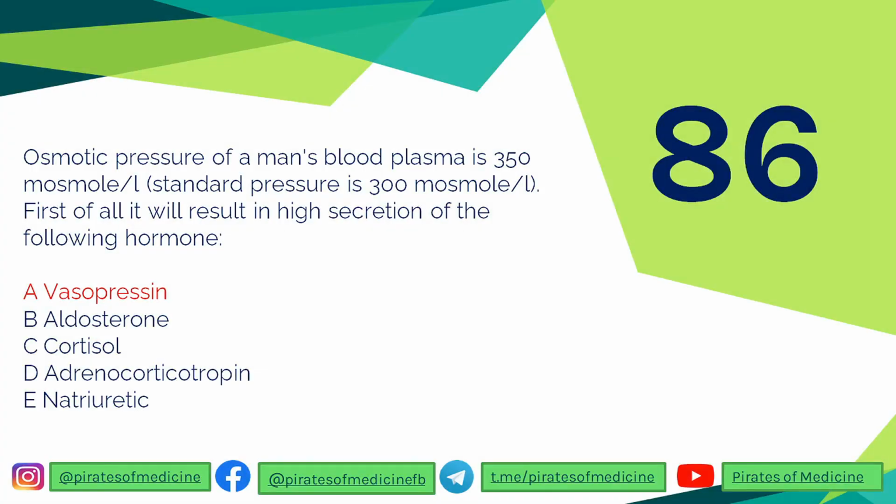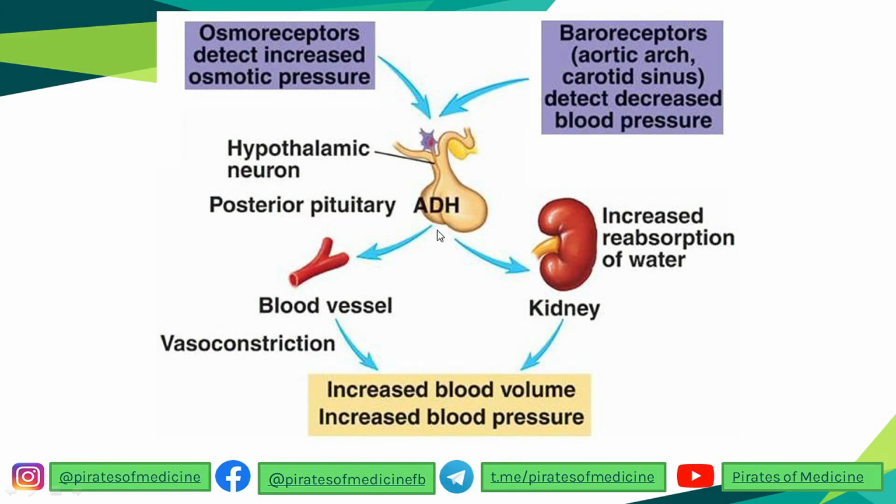So the 86th question is that the osmotic pressure of a man's blood plasma is 350 milliosmol per liter and the standard pressure is 300. So first of all, it will result in high secretion of water. So osmotic pressure is increased; normally it is 300 and here it is increased to 350. So what happens if the blood osmotic pressure is increased? It leads to stimulation of the osmoreceptors present in the hypothalamus.